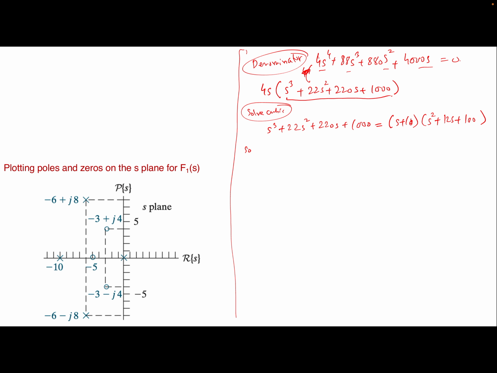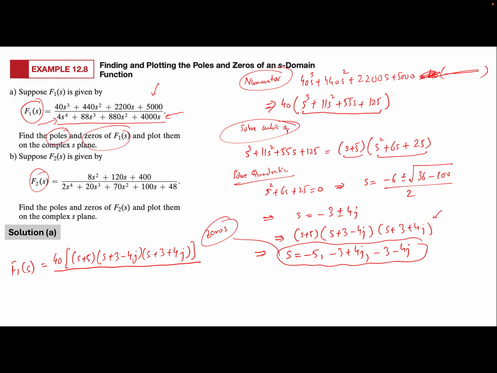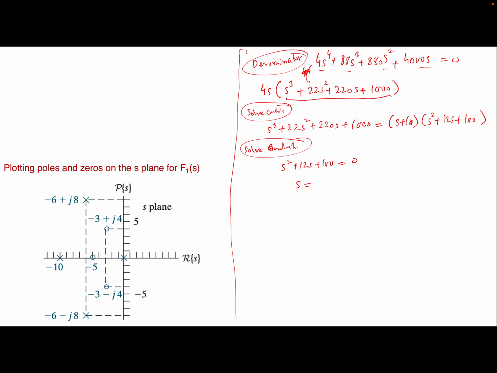Now I can also solve the quadratic equation, which is s squared plus 12s plus 100 equals 0. So s equals, again, minus b plus or minus the square root of b squared minus 4 times a times c. 4 times a is 1 and c is 100, so 400, divided by 2. Okay, nice. So the two roots that I'm going to get over here are minus 6 plus or minus 8j.